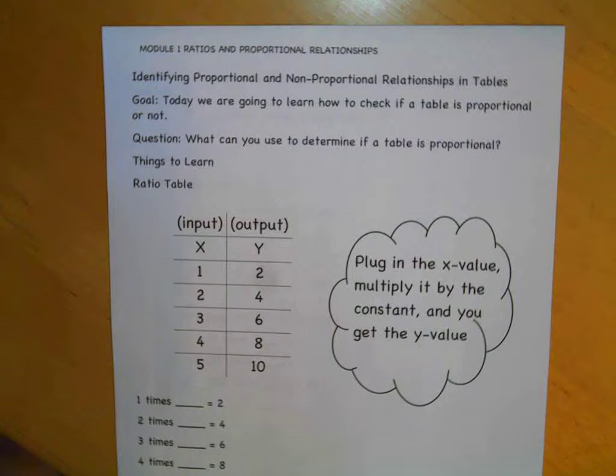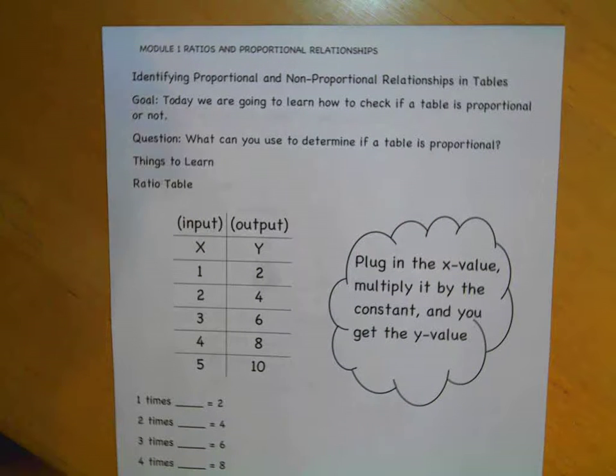Hello, math students. We're still working in Module 1 called Ratios and Proportional Relationships, and the name of our lesson today is Identifying Proportional and Non-Proportional Relationships in Tables. This is Lesson 3. Our goal today is to learn how to check if a table is proportional or not. The question I want you to be thinking about while we go through these notes is, what can you use to determine if a table is proportional?